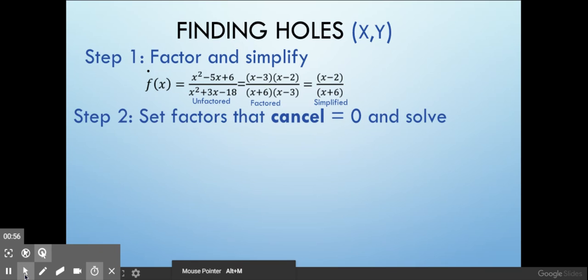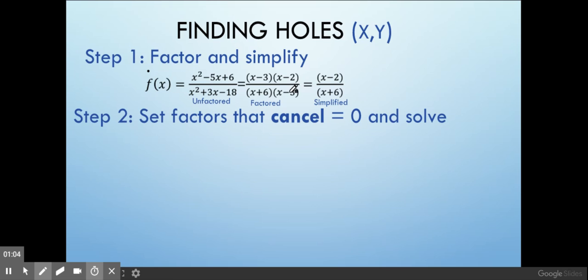The second step is going to be to set any factors that cancel equal to 0. In this example, x minus 3 was the factor that canceled, so that is what we are going to set equal to 0. And we are going to solve that. We add 3 to both sides, so we get x equals 3. So we have the x value of our hole.